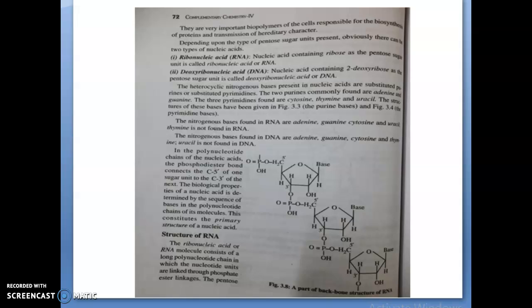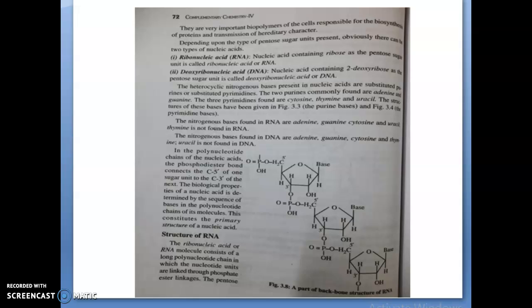Nucleic acid is nothing but a biopolymer. It is a polynucleotide. That means nucleotides are linked together to form a polymer, so it is known as a polynucleotide and has very high molecular mass. These nucleotides are linked by a phosphate ester linkage. Nucleic acid contains pentose sugar, heterocyclic nitrogenous base and a phosphate group. It is a biopolymer of the cell responsible for the biosynthesis of protein, and an important biological function of nucleic acid is the transmission of hereditary character.